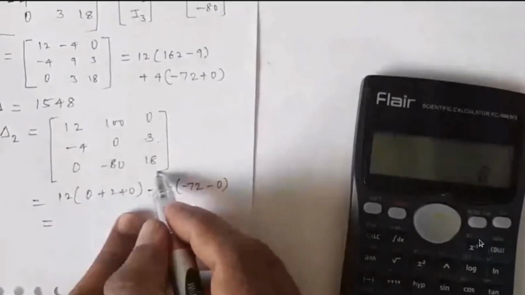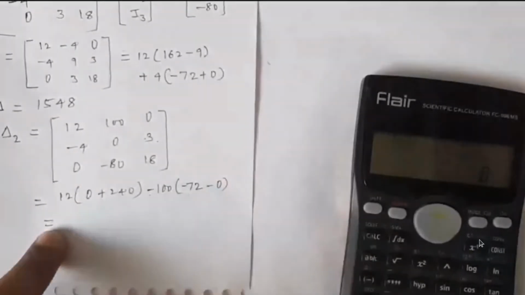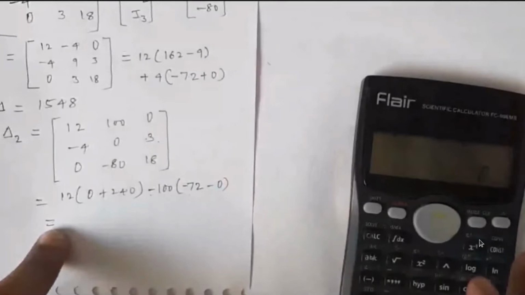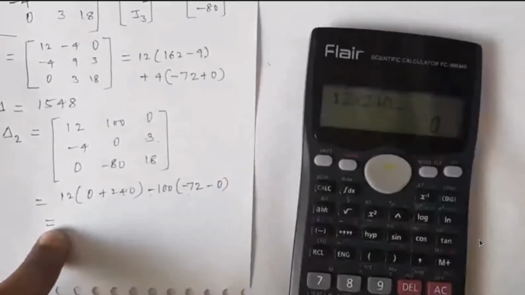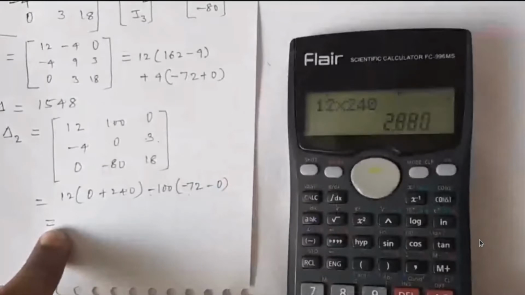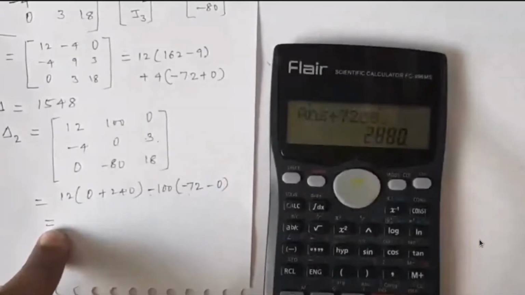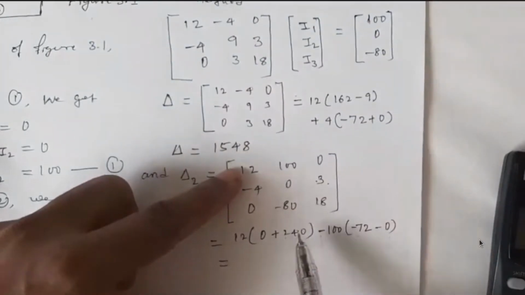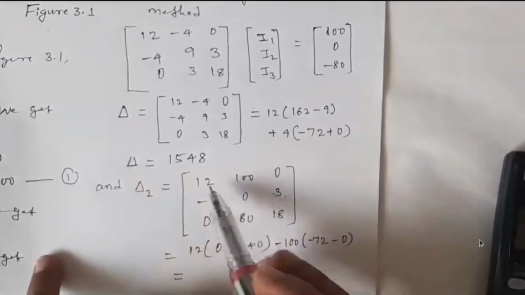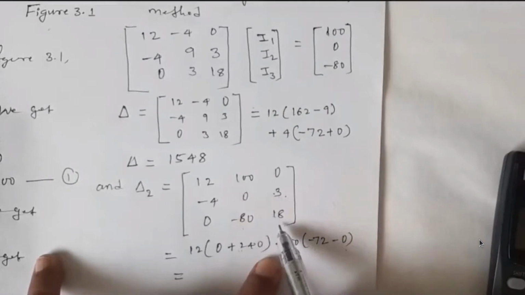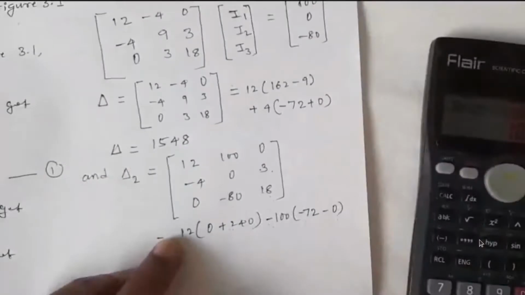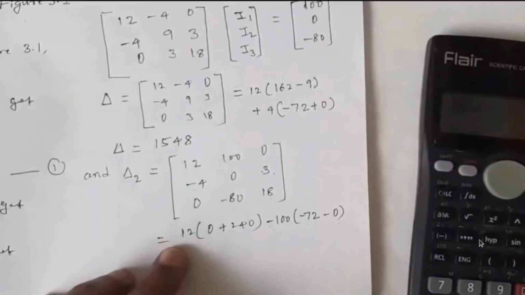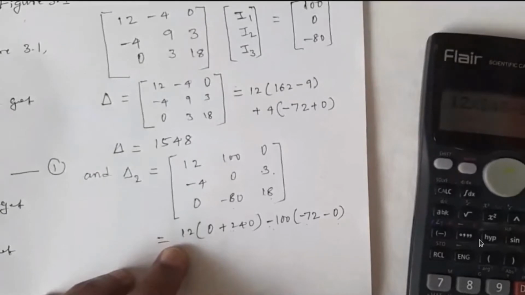This is minus 72 and minus 0. This is 12 into 240, will be this much, and plus of 7200. Minus, minus is plus. Eight 3s are 24, 240. Then this is minus 100. Leave this and this. This is minus 4 into 18, it is 72. So because of this minus 72, and this, 12 into 240 minus 100 into minus 72.